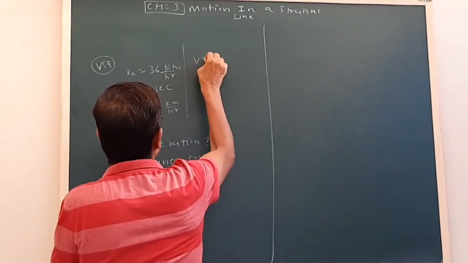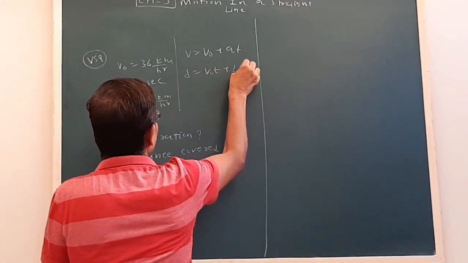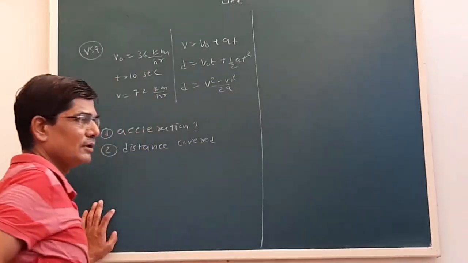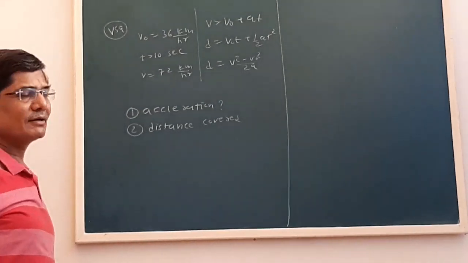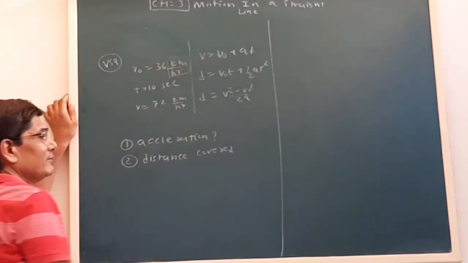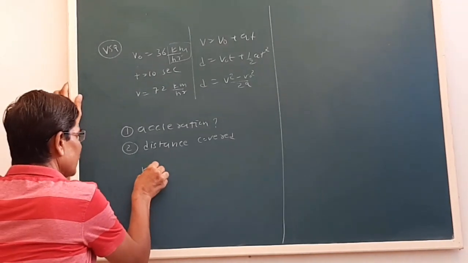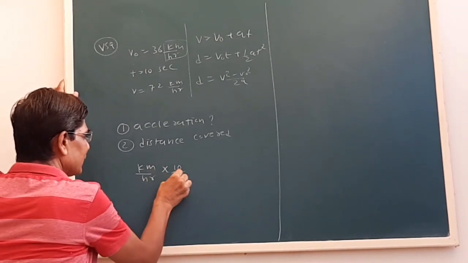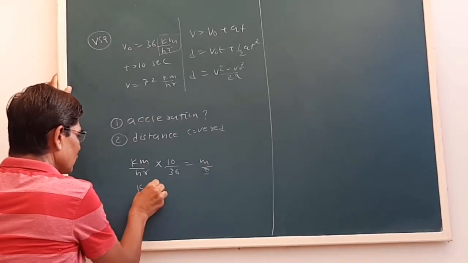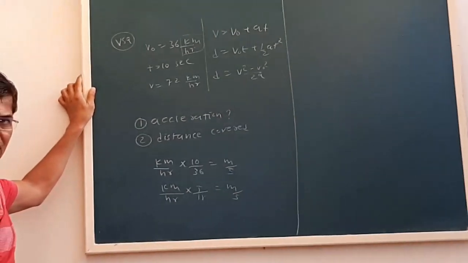We derived the equations v is equal to v0 plus at, d is equal to v0 t plus half at square, and d is equal to v square minus v0 square upon 2a. One thing we have to keep in mind: generally we use the MKS or SI unit system, so we should convert kilometer per hour into meter per second. We have to remember the simple formula: kilometer per hour into 10 upon 36 is meter per second. Earlier you used to solve it like 5 upon 18 also, and that will fetch us the same result.